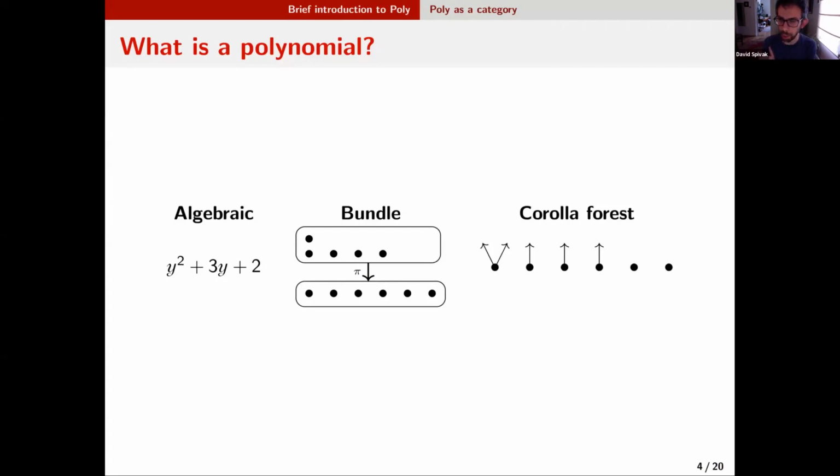One reason I drew it here is because the way I'm going to talk about polynomials is in terms of what I call positions and directions.